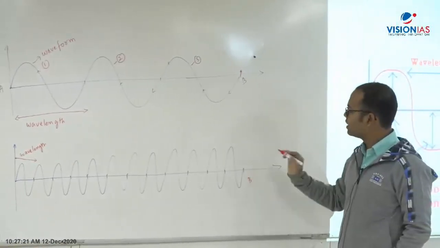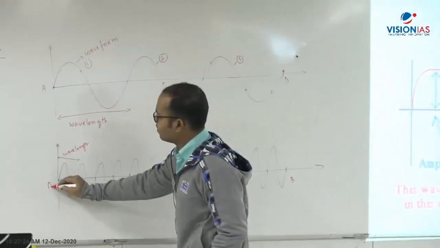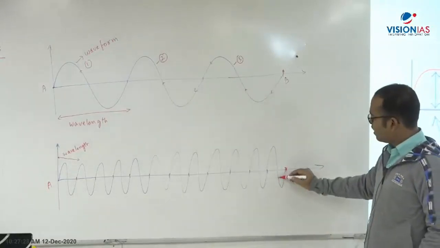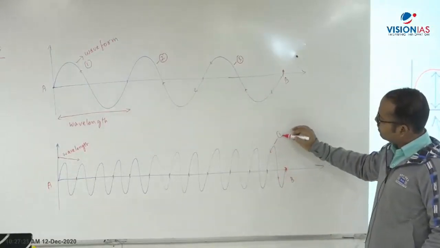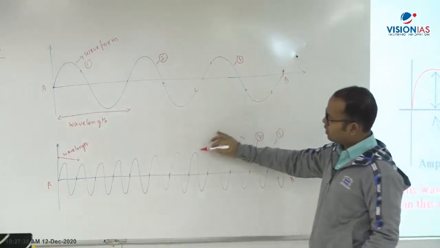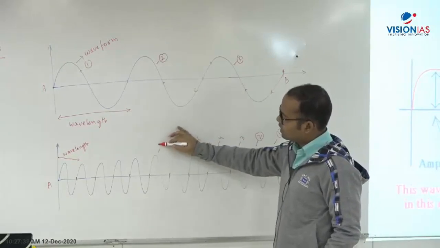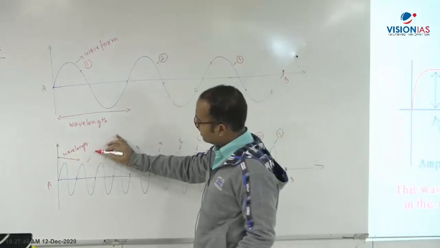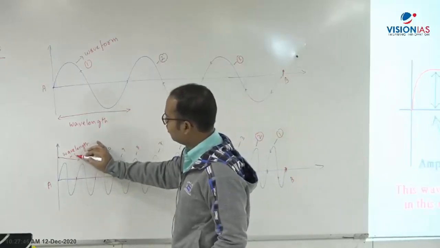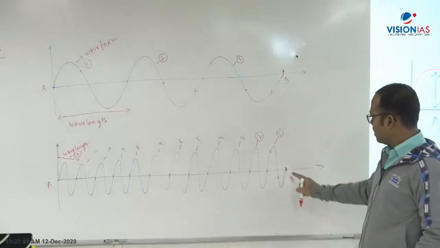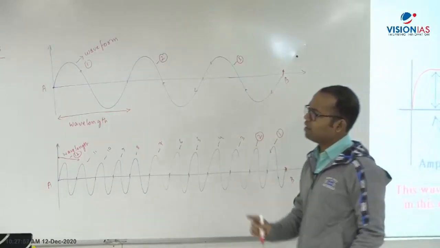Now suppose you are in the second situation. This is B and again this is A. You are moving from this point, so you will be covering 1 waveform, then second, third, fourth, fifth, sixth, 7, 8, 9, 10, 11 and 12. So don't you think on this route we will have to travel 12 waveforms?